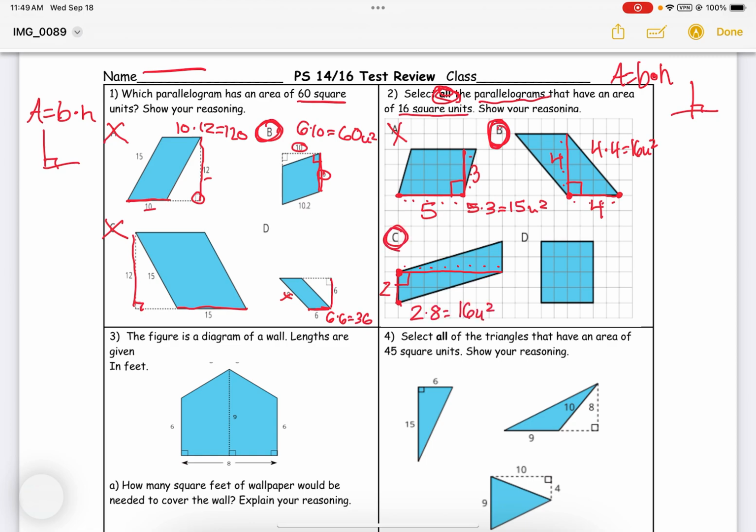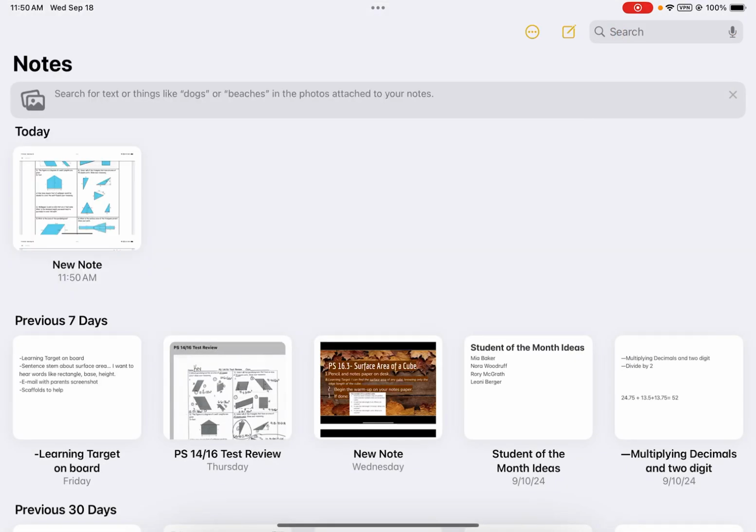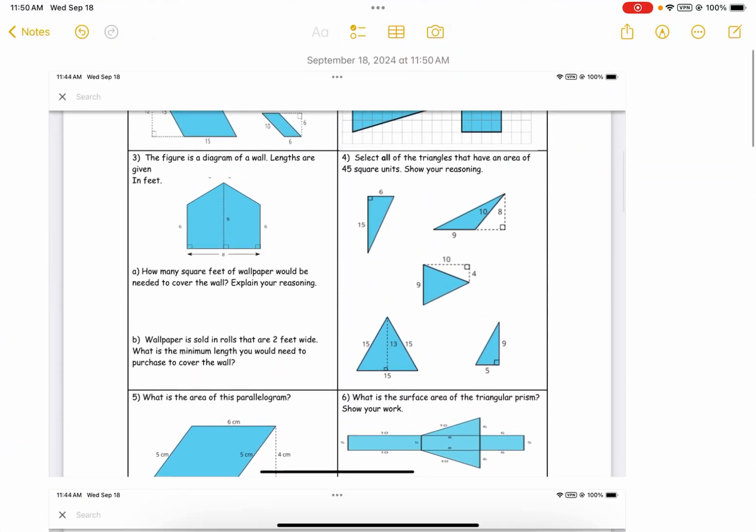So this one works. And then D, we just have a square. The base looks like it's 4. The height looks like it's 4. 4 times 4 is 16 as well. 16 units squared. So D would work. So make sure you show your work and you don't just have the correct answer circled, but you've shown your work. Moving on to the next questions.